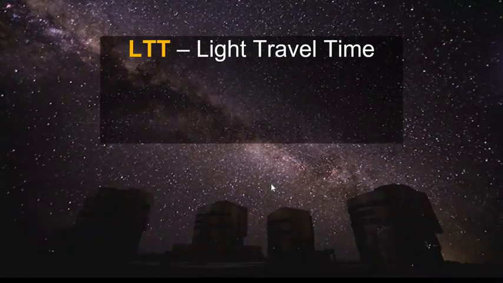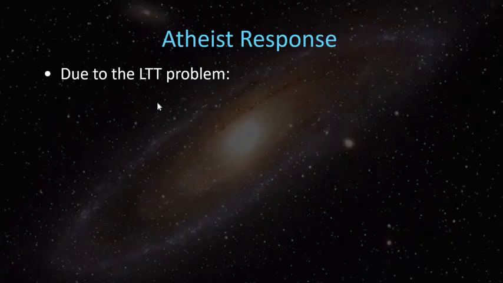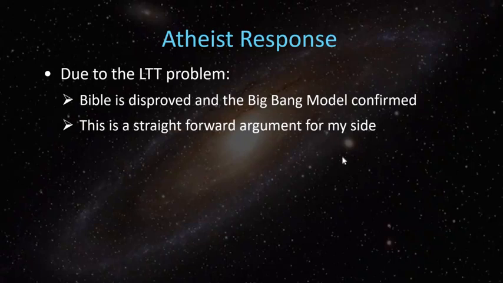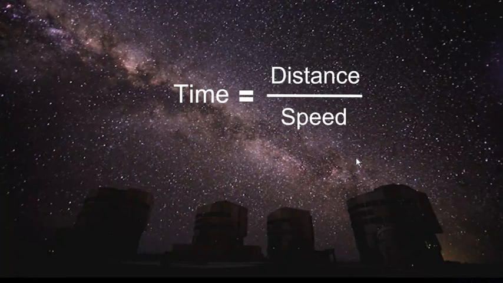So the light travel time issue is not just for distant stars, it's also for close stars as well. Okay, we're going to use this acronym, LTT. It stands for light travel time. And it means how long did the light take to travel from out there to here? And the atheist response is, due to this LTT problem, light travel time, the Bible's disproved and the Big Bang model confirmed, they'll say. Because this is a straightforward argument for my side. The Christian response could be, no, it is not, because the LTT calculation includes many assumptions. So there's our formula we're going to use for today's lesson. Time equals distance divided by speed.